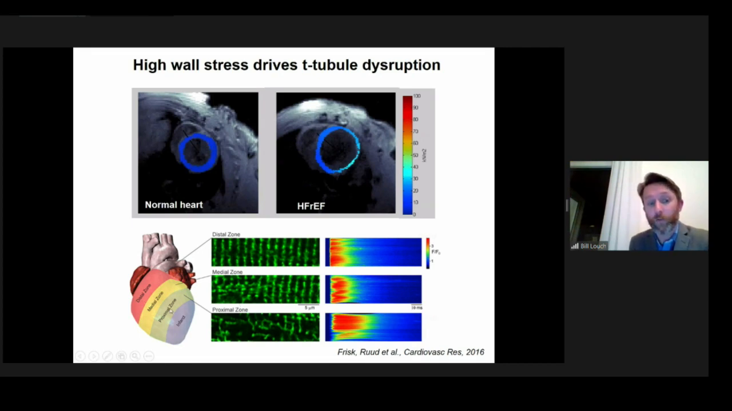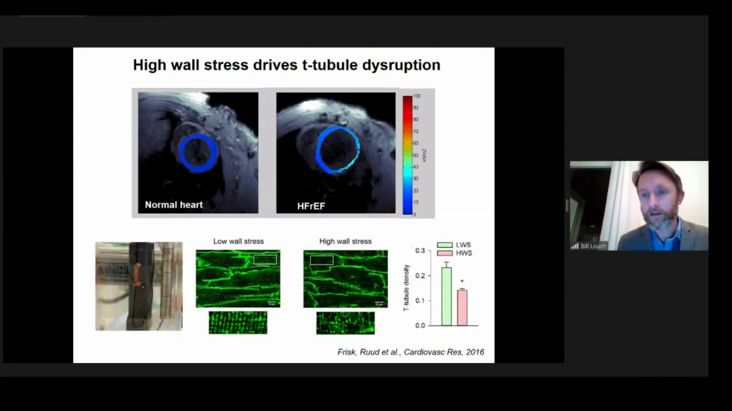And as you move further away from the infarct in towards the distal zone, where the wall stress is lower, here the T-tubule density was better maintained, as was calcium release. So this is only a correlation. It doesn't prove that wall stress is important.